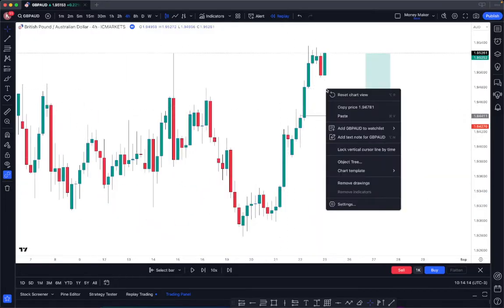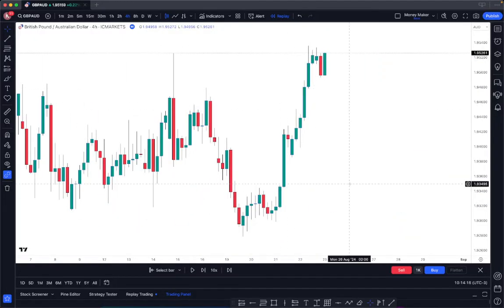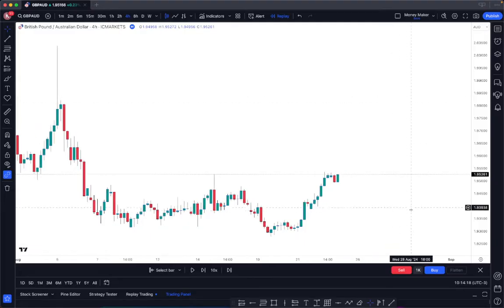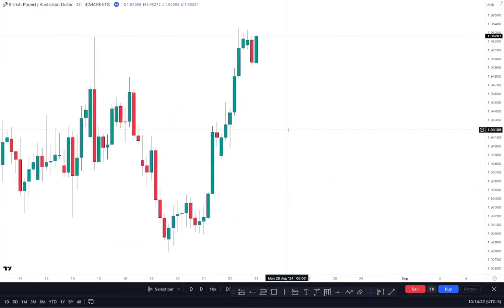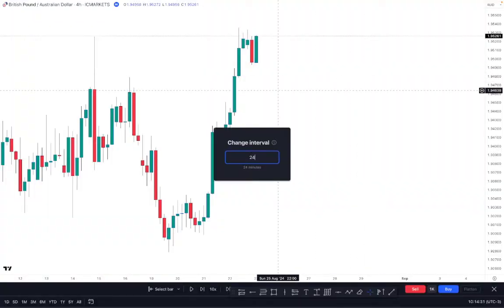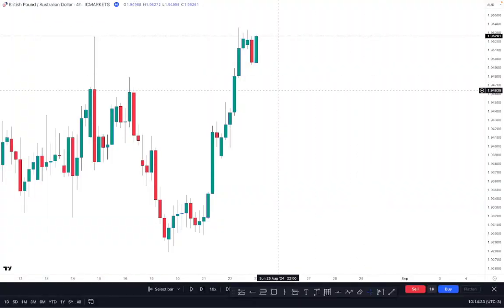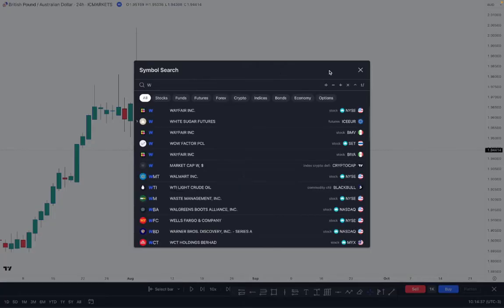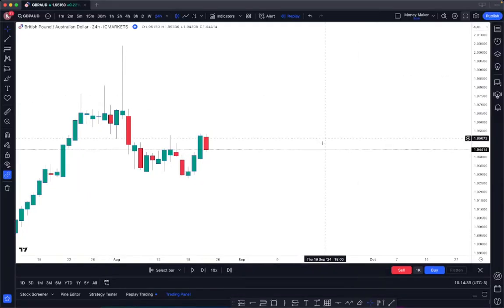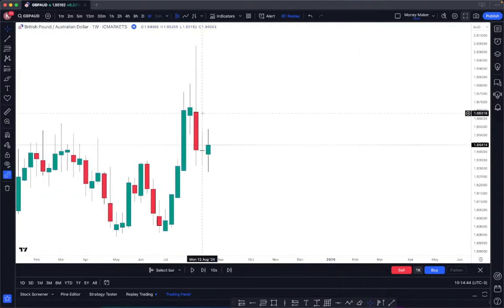So the first thing I usually like to watch out for, okay, how do I switch time frames? Yep. So we start with the weekly time frame, and on the weekly time frame, what do we see?